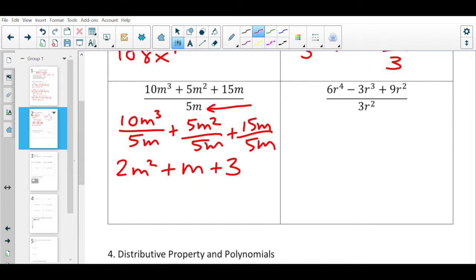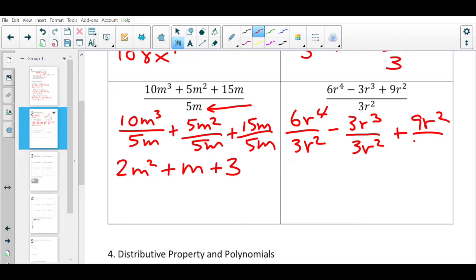Let's try another one here. So we need to break up this fraction like this. So let's see what this looks like. Okay, so that's what we got, and then divide everything out. That's 2r squared, minus 3 divided by 3 is 1, and r cubed divided by r squared is just r, plus 3, and r squared over r squared is just 1. So 2r squared minus r plus 3.